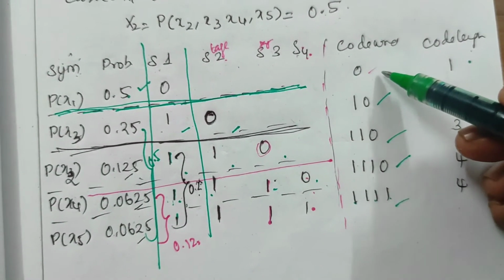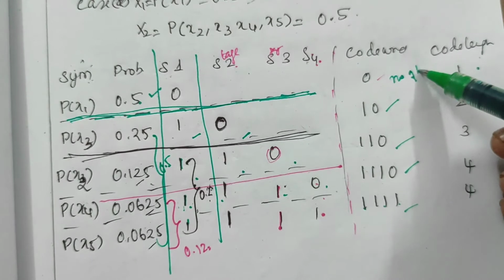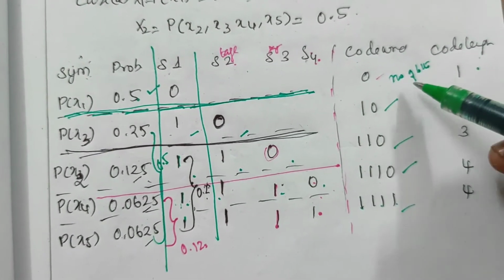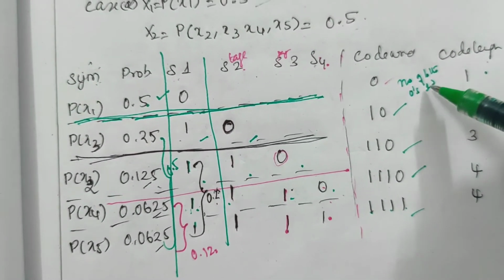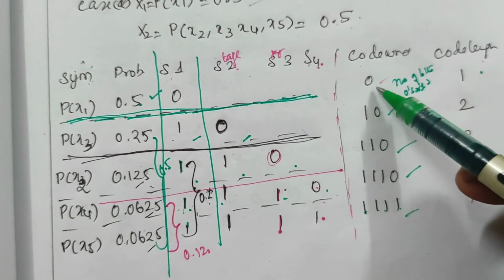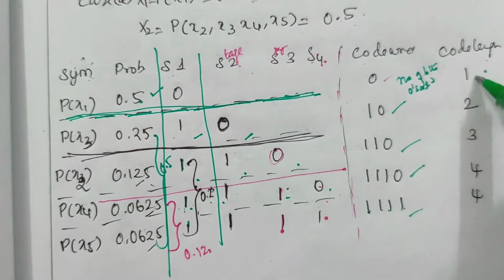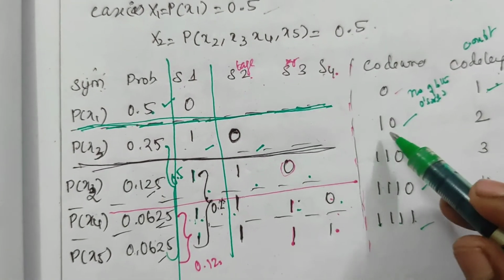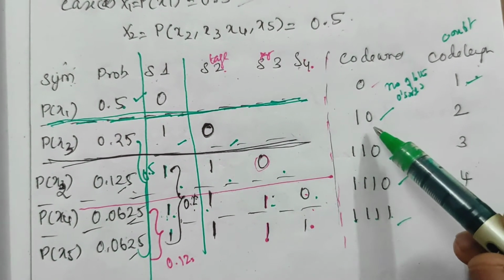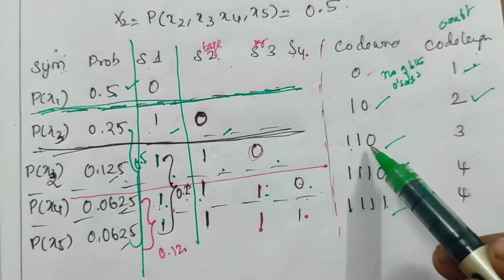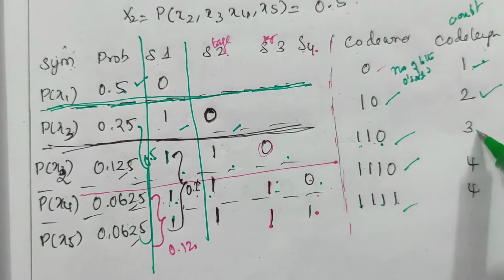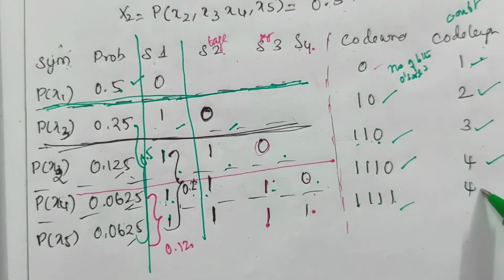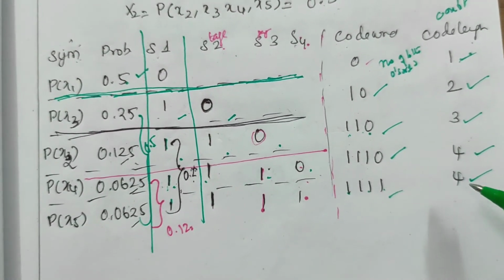Code length is nothing but the number of bits here. So either it will be 0 or 1. How many bits here? It is 0, so the count here is 1. How many binary bits are here? 2. How many bits here? 1, 1, 1, so 3. 1, 1, 1, 1, so 4. This is how you have to identify the code length.